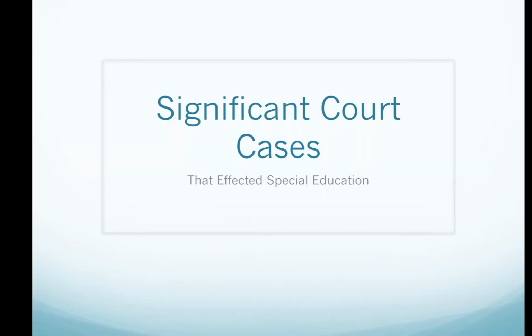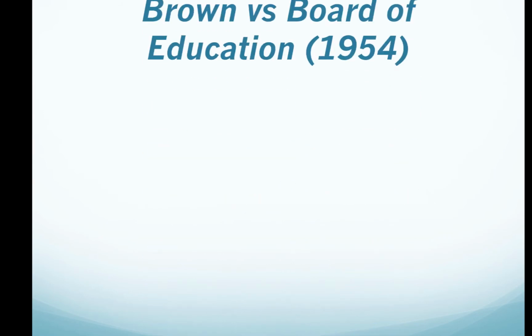Hello everybody. Today we're going to review significant court cases that affected special education. So we're going to start with Brown versus Board of Education. Now, Brown versus Board of Education was not originally intended to address issues with students with special needs. However, it is about civil rights and "separate but equal," so it has a direct relationship with special education.